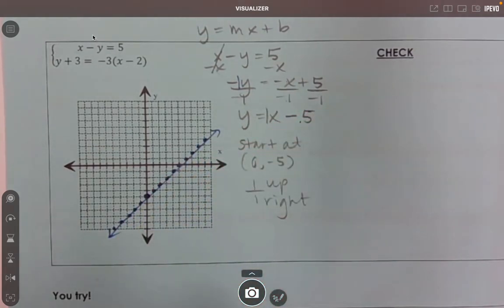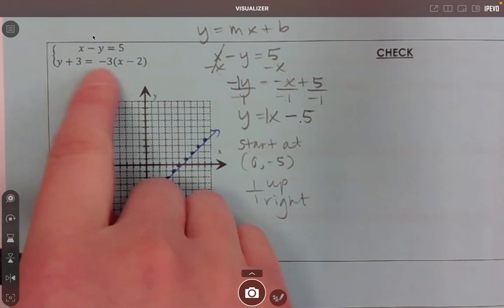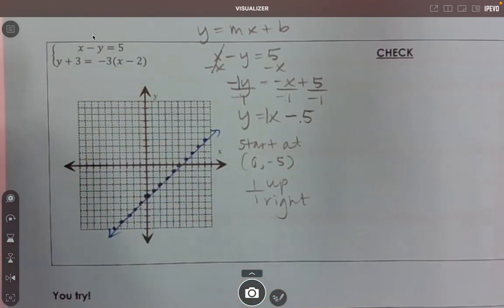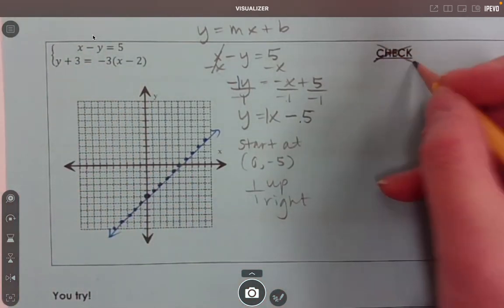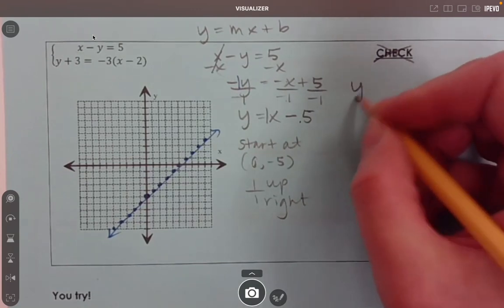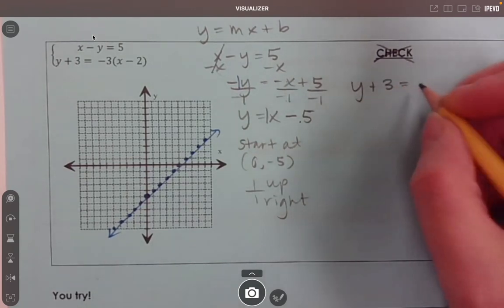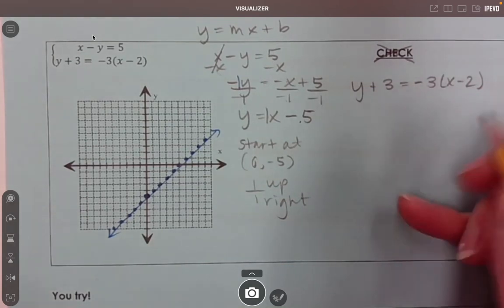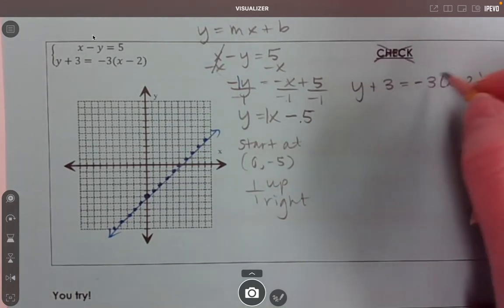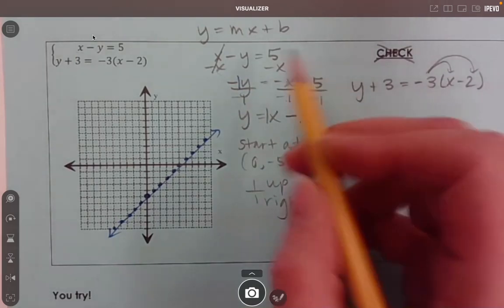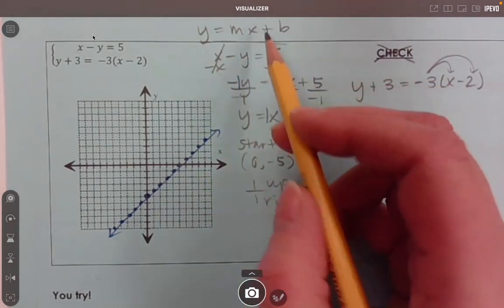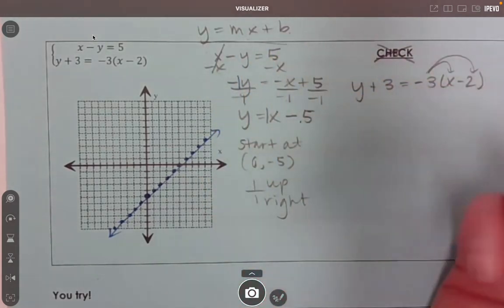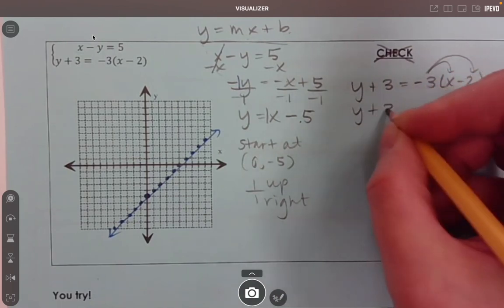Now I'm going to have to do a little bit of work for the second one because the second one's not y equals mx plus b either. So let's go ahead and write that over here. We're obviously not going to have room for a check on this one, and that's fine. So y plus 3 equals negative 3 times x minus 2. The first thing I notice is there should not be any parentheses. So I'm going to go ahead and distribute, because if I'm looking at y equals mx plus b, I just have a slope times my x plus a y-intercept.